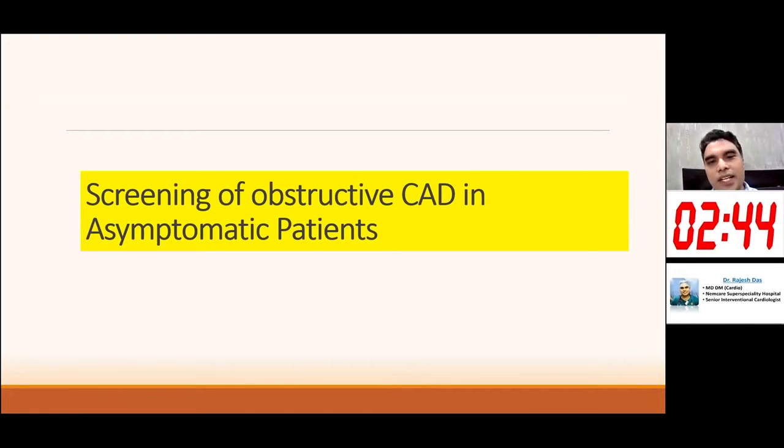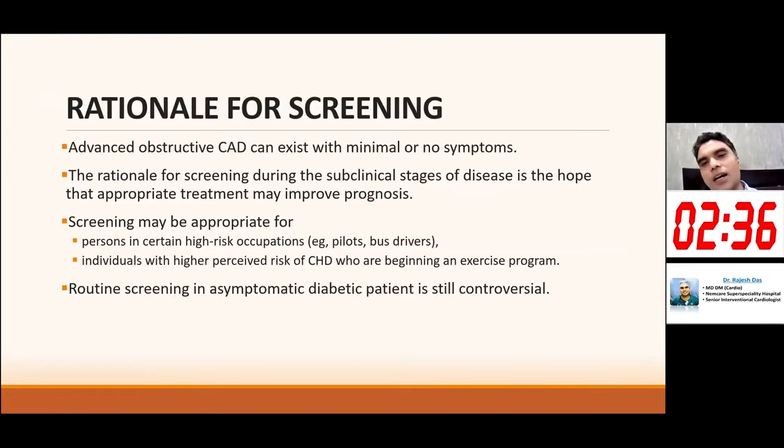So when we talk about screening of obstructive CAD in asymptomatic patients, then basically our approach should be a bit different. Here, we would stick to non-invasive testing with low risk. And what are the rationales for screening in any asymptomatic patients? Because we know that advanced obstructive CAD can exist with minimal or no symptoms. Sometimes the first presentation of obstructive CAD can be a life-threatening arrhythmia or sudden cardiac arrest or sudden cardiac death. So to avoid those kinds of scenarios, we can screen.